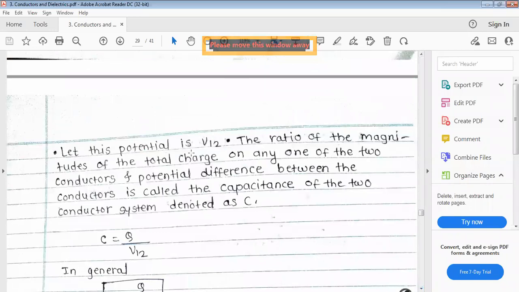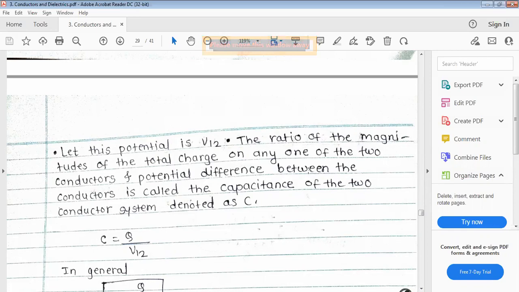So let the potential be V12. Suppose the potential between these two conducting materials is V12, and the ratio of the magnitude of total charge on any one of the two conductors and the potential difference between the two conductors is called the capacitance, right? So all of you know that C is equal to Q upon V, or you may have also studied that Q is equal to CV.